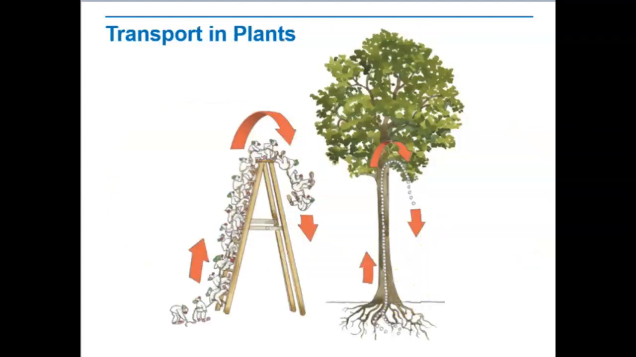So, transport in plants. If you've ever dipped a paper towel into water, you've kind of seen how water transport in plants works, right? If you dip just the corner of a piece of paper towel in water, you'll notice that the water travels up the paper towel, because paper towels are made of cellulose, which is the same thing that plant cells are made out of.